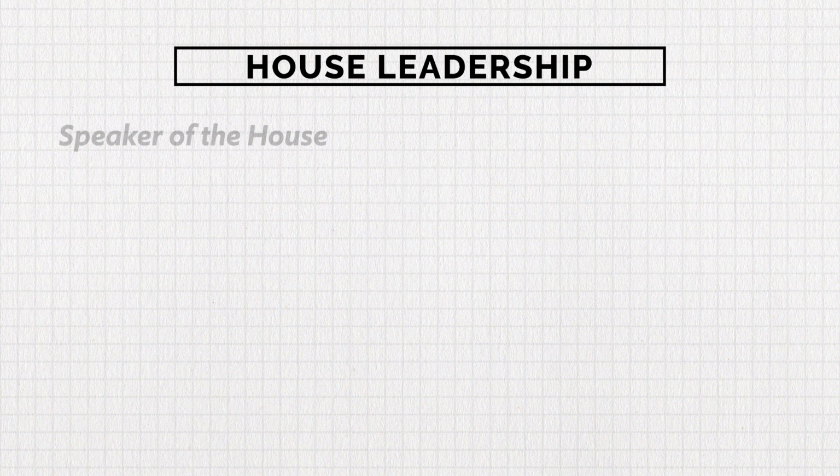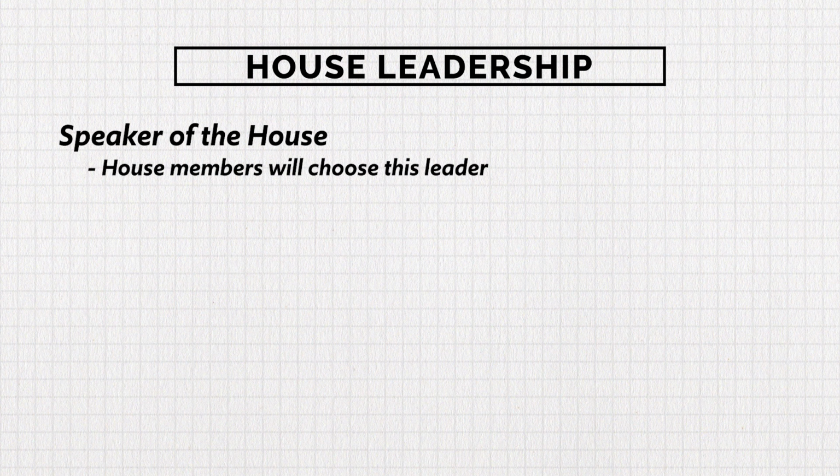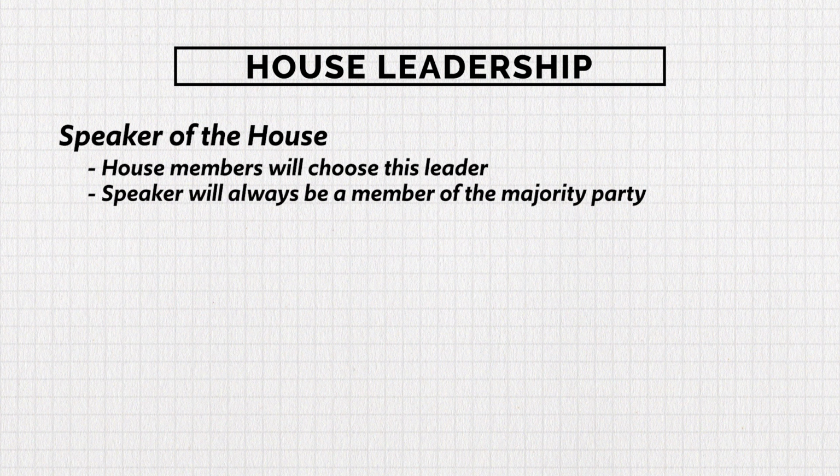Okay, now let's talk about the leadership structures in Congress, and we'll start with the House. The Constitution only mentions one leader for the House, and that's the Speaker of the House, and basically all it says is that the House members will choose this leader. Now, the Speaker will always be a member of the majority party, not because that's what the Constitution mandates, but because this leader assumes his or her position by a vote, and the majority party isn't going to vote for somebody in the minority party.